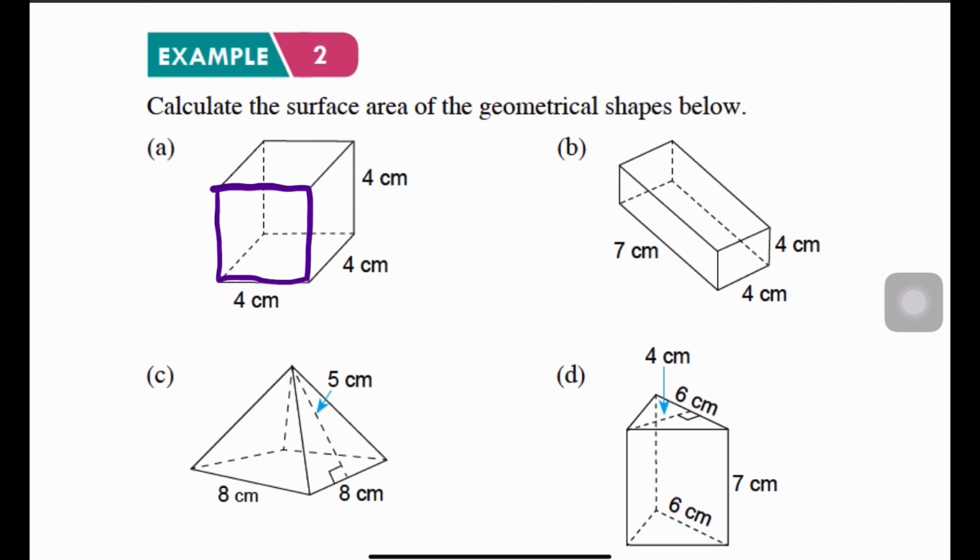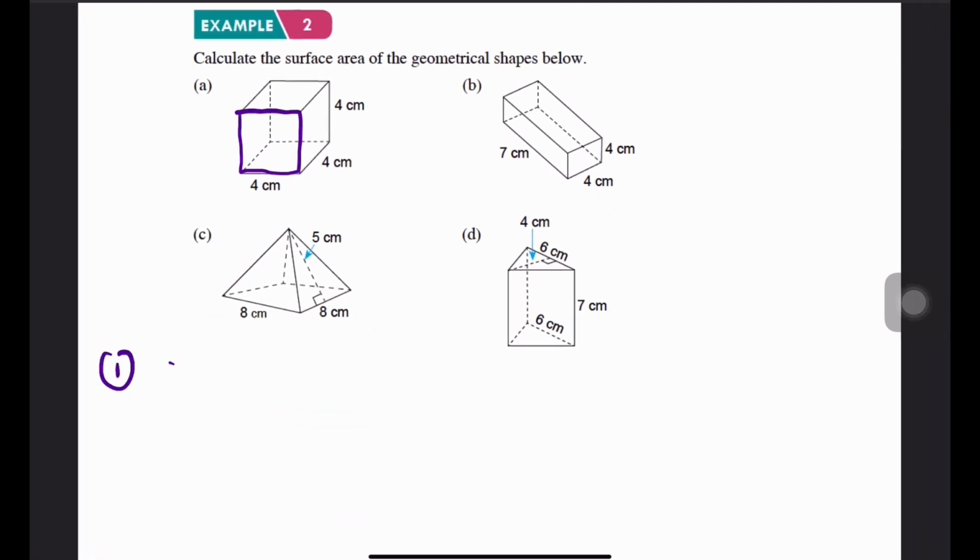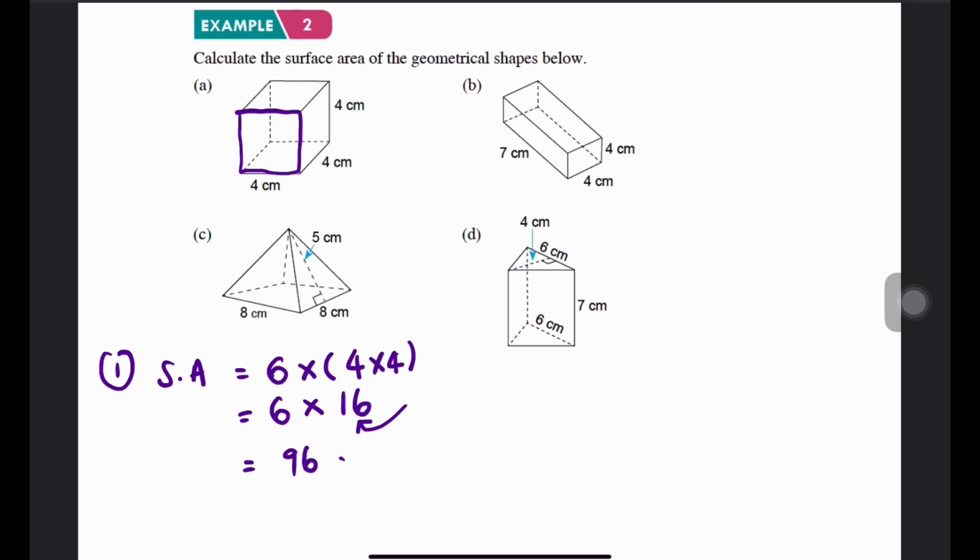So we know that surface area is equals to 6 times area of a square. So 4 times 4. So 6 times 4 times 4 is 16. This is the area of one face. But we have 6 equal face, so 6 times 16 is 96 centimeter square. Boleh? Okay, next.